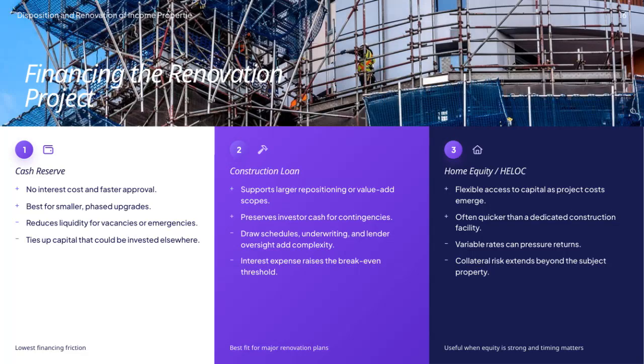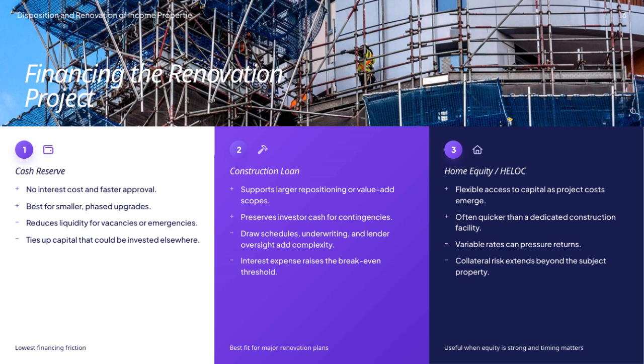When financing a renovation project, there are three main options to consider, each with its own advantages and drawbacks. First, using cash reserves is the simplest method. It has no interest costs and generally allows for faster approval, making it ideal for smaller, phased upgrades. However, it reduces your liquidity, which could be risky if vacancies or emergencies arise, and it ties up capital that might be better invested elsewhere.